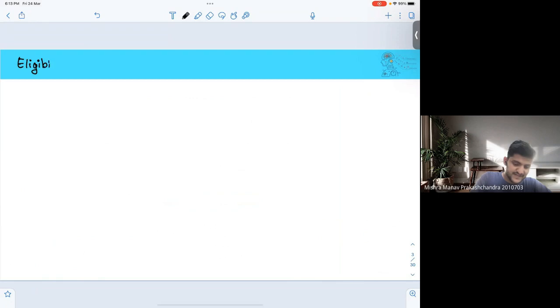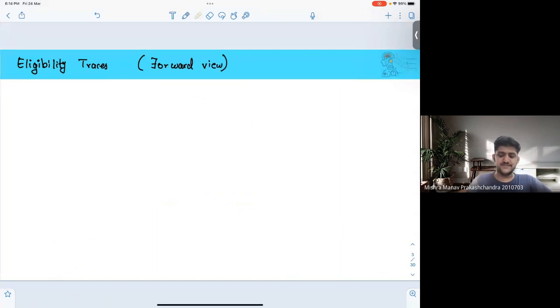Last class we ended by defining eligibility traces. Actually, we haven't defined eligibility traces, but we were looking more at the forward view cases. In fact, the eligibility trace definition comes when we define the backward view, right? So let me quickly highlight this.